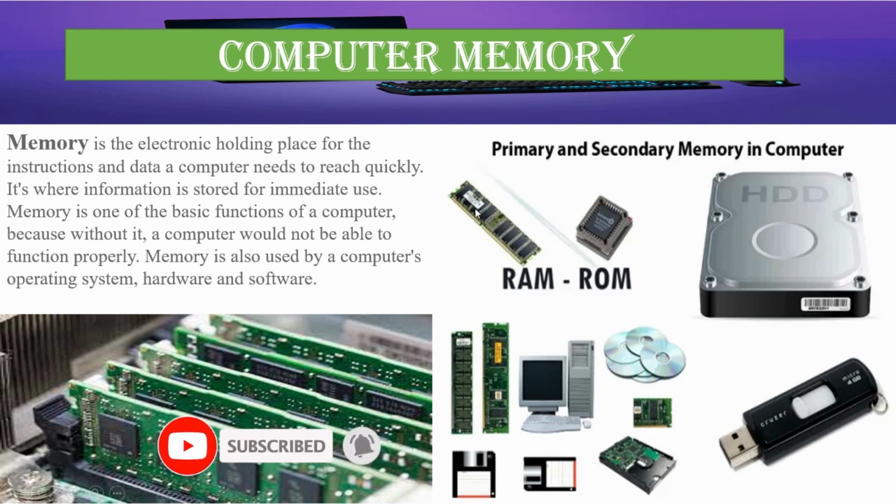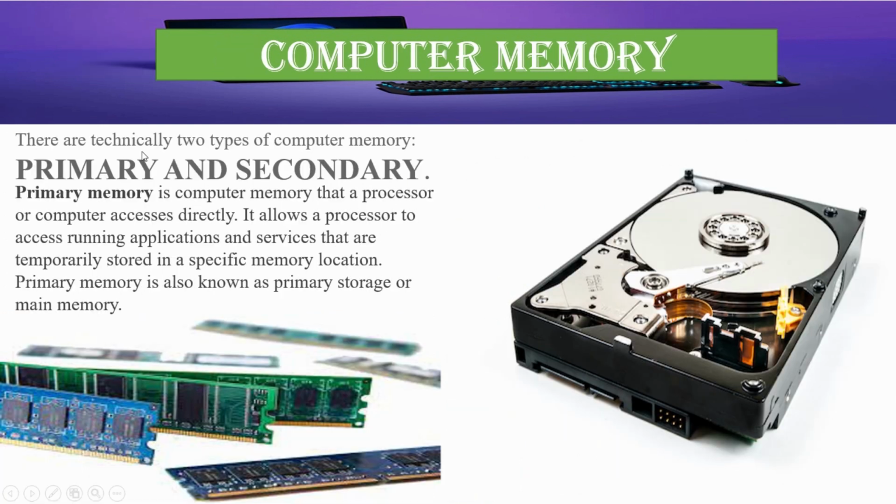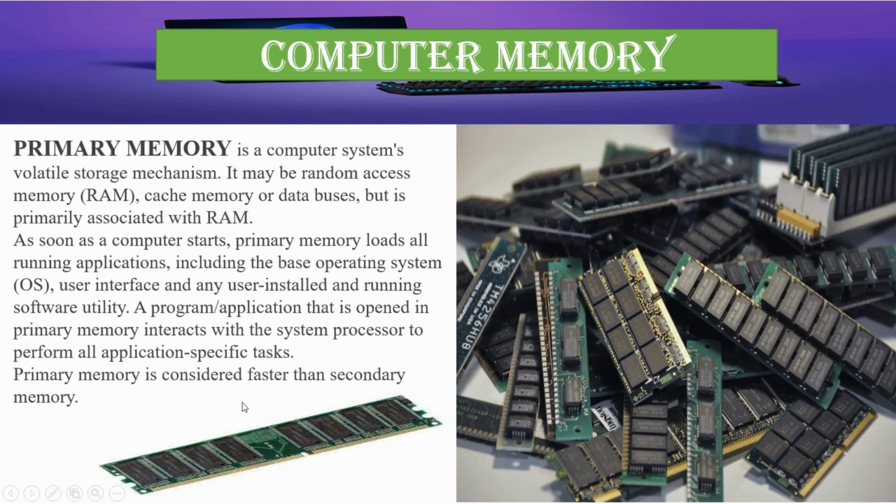So let's go and discuss the types of computer memory. There are technically two types of computer memory. We have primary memory and secondary memory. Primary memory is the computer memory that the processor or computer accesses directly. It allows a processor to access running applications and services that are temporarily stored in specific memory locations. Primary memory is also known as primary storage or main memory. This is an example of primary memory, or we can call it RAM.